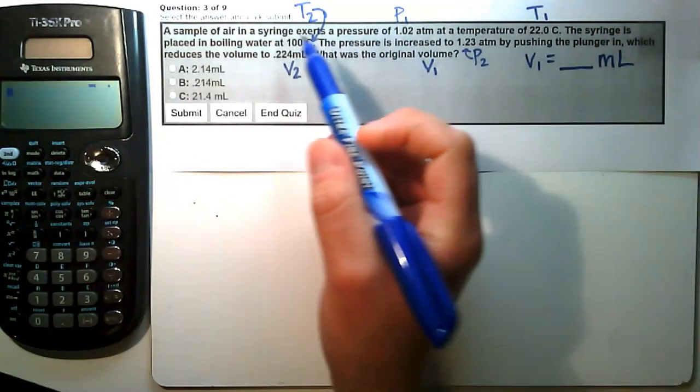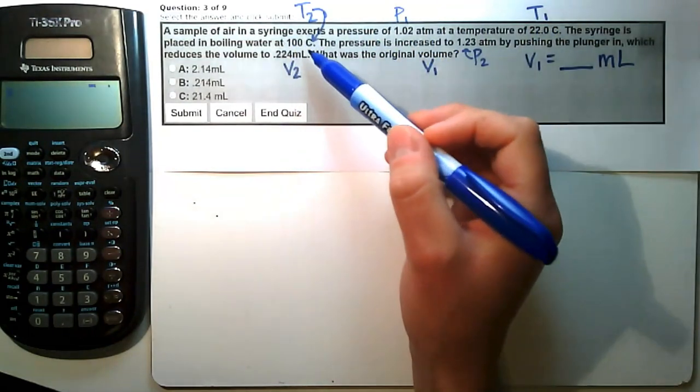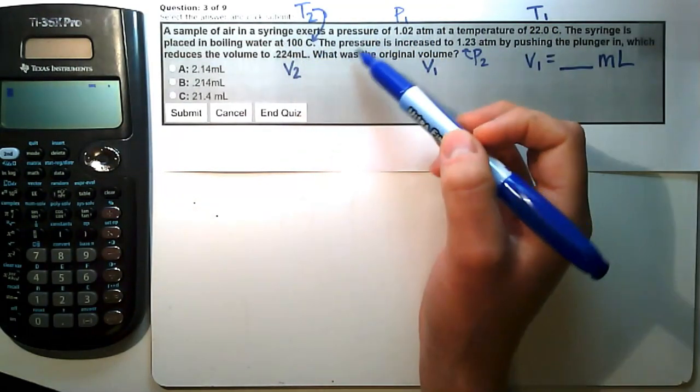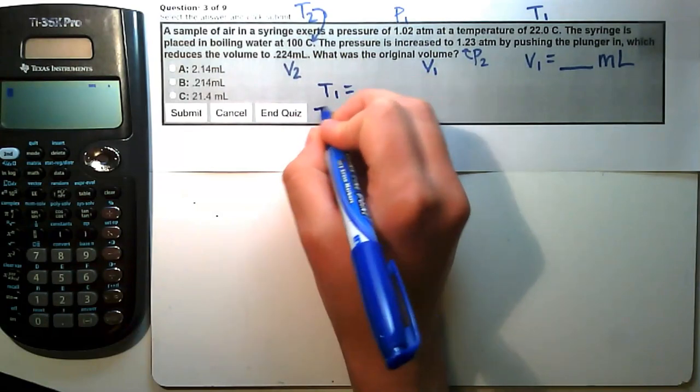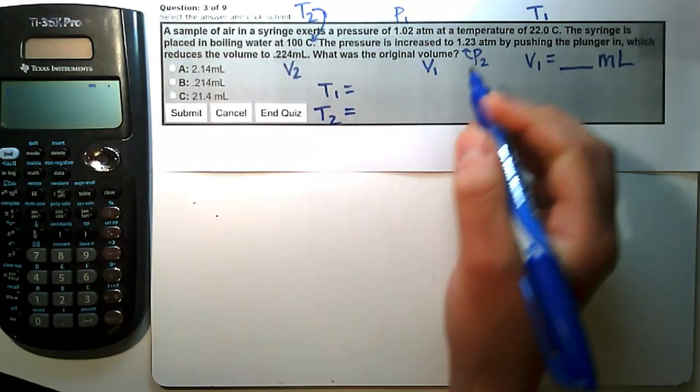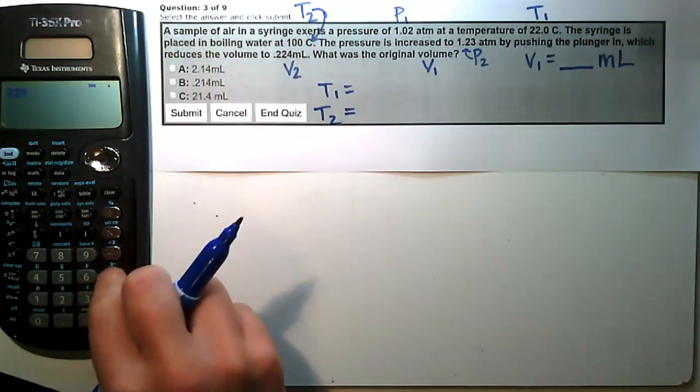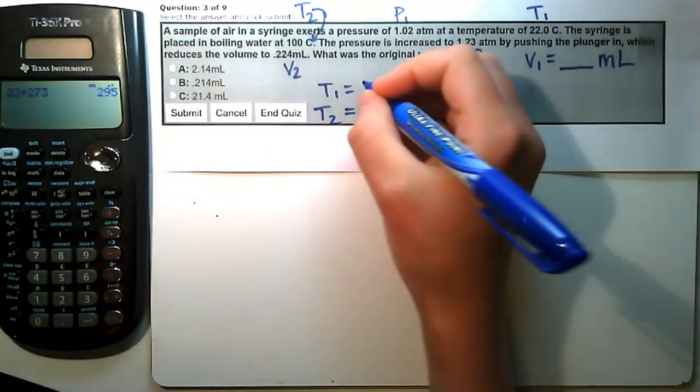And then lastly, we need to check our temperatures, which of course are given in Celsius, and we know that we need Kelvin. So we're going to go ahead and convert our T1 and our T2 values to Kelvin. 22 plus 273 gives us 295.